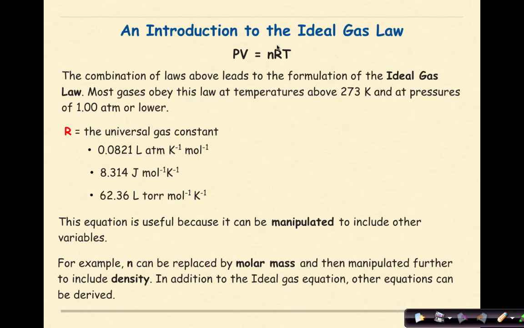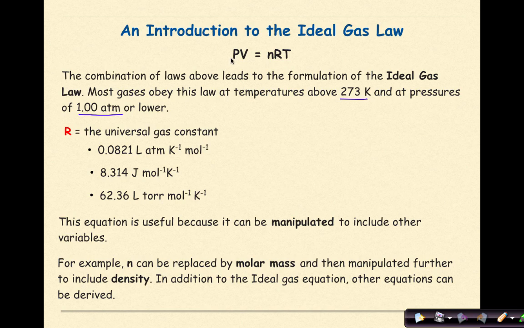An introduction to the ideal gas law, otherwise known as PV equals nRT. The combination of laws above, referring to the gas laws that we have discussed previously, leads to the formulation of the ideal gas law. Most gases obey this law at temperatures above 273 K and at pressures of 1 atmosphere or lower.